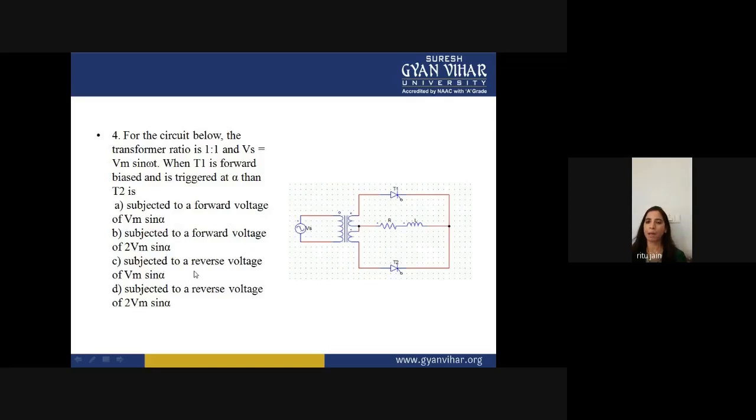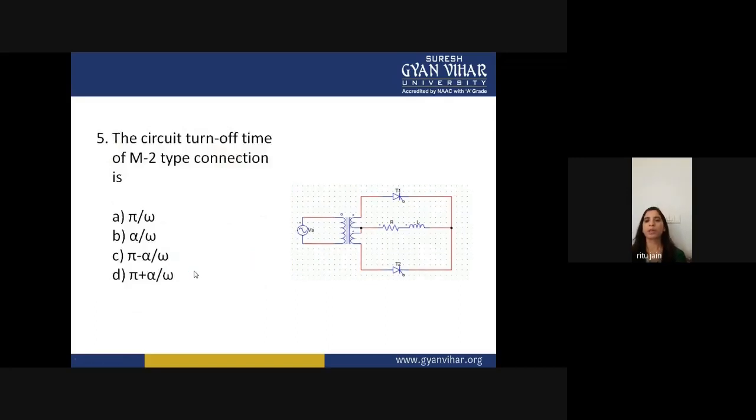Okay. Now come to the next question. The circuit turn off time of M2 type connection, the midpoint connection, is actually always greater than the thyristor turn off time. So it will be pi minus alpha upon omega. So this is the correct answer for that.